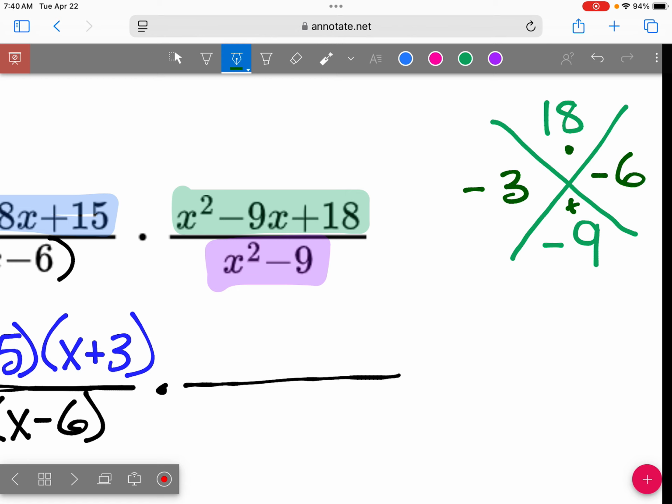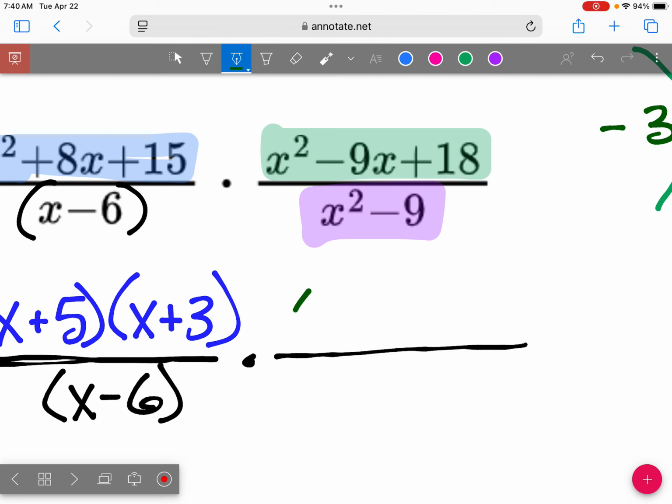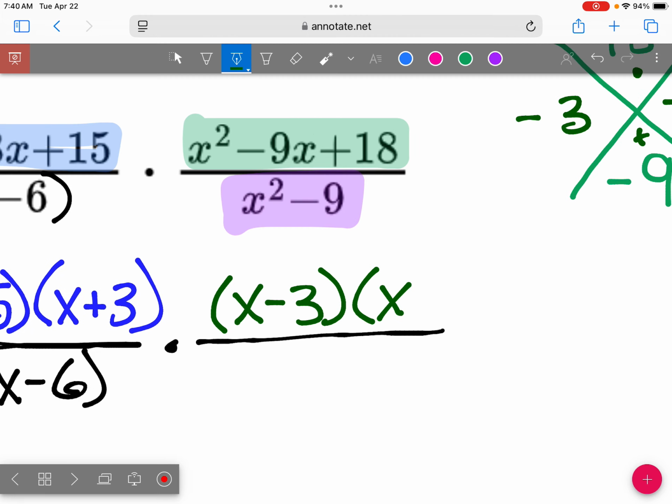When the top number is positive, we know both numbers are going to have the same sign. And since that bottom number is negative, they both have to be negative. So that means we're going to have factors of x minus 3 and x minus 6.